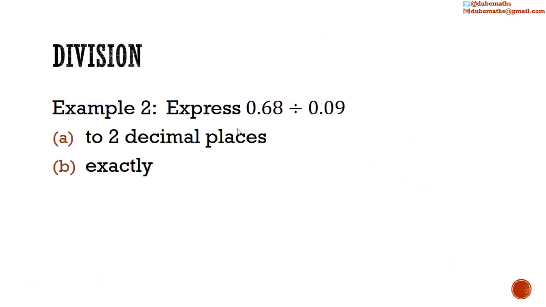A second example. Express 0.68 divided by 0.09 A, to 2 decimal places, and B, exactly. The divisor 0.09 is not a whole number, so we multiply by 100 to convert it to a whole number. We have to multiply 0.68 as well to keep the question the same. Thus the problem becomes 68 divided by 9.